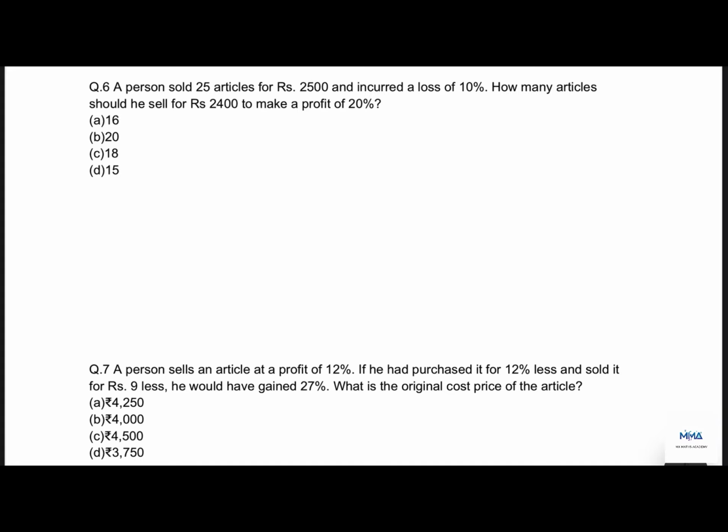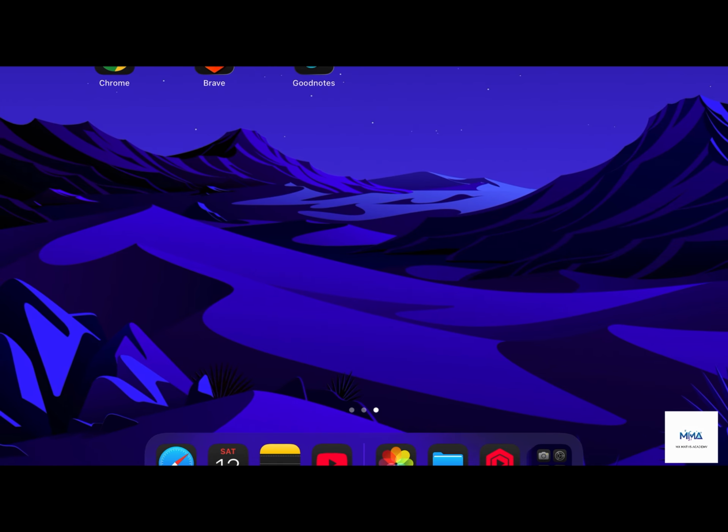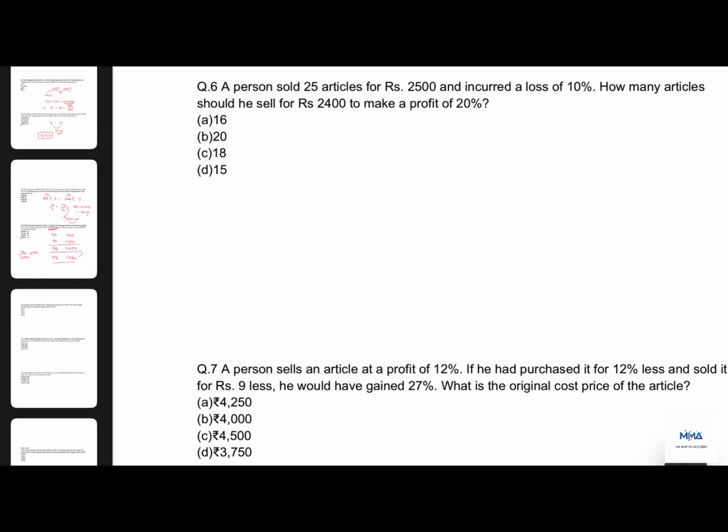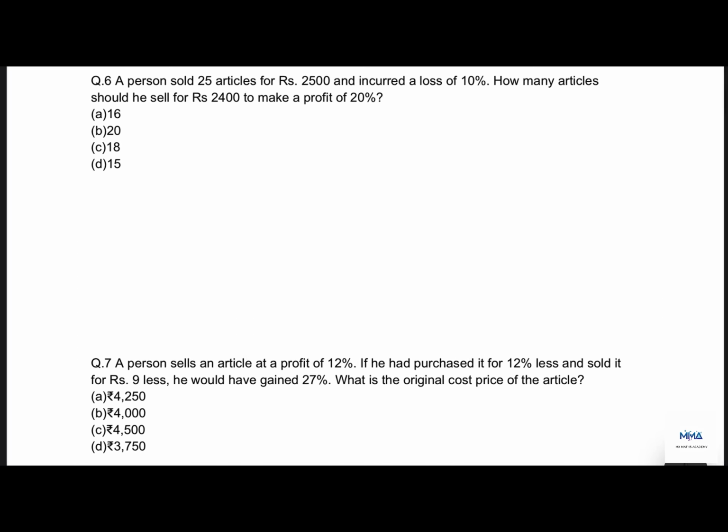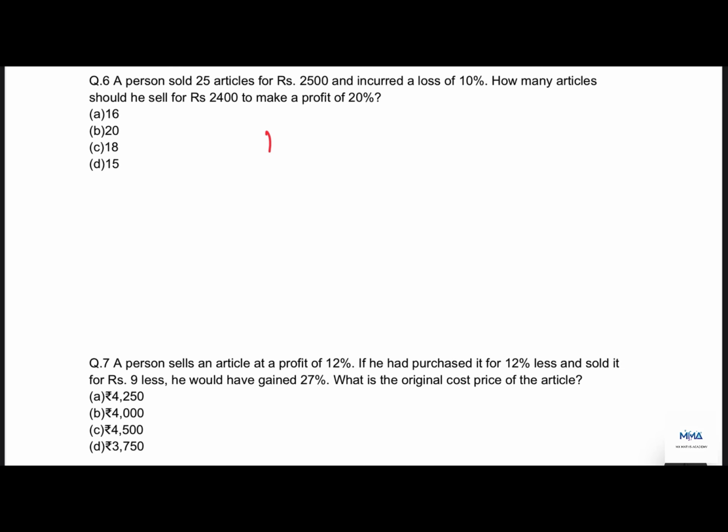A person sold 25 articles for rupees 2,500 and incurred a loss of 10%. How many articles should he sell for 2400 to make a profit of 20%? Since he sold 25 articles for 2500, the selling price of one article is 100. And this is basically 9/10 of the CP. So in order to find the CP, you multiply that with 10 by 9. So this is the CP of every article.